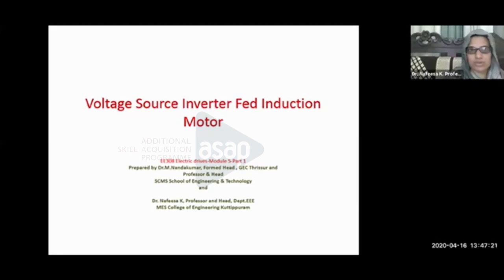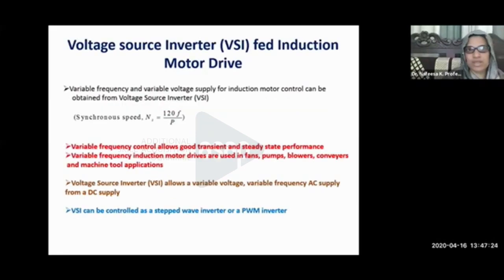Coming to the topic, we know that induction motors are the most commonly used machines in industries, so speed control of the induction motor is very important. Variable frequency and variable voltage supply for induction motor control can be obtained from a voltage source inverter, that is VSI. We know the basic equation of the induction motor, Ns equals 120 f by P, so by varying the frequency, we can vary the speed of the induction motor.